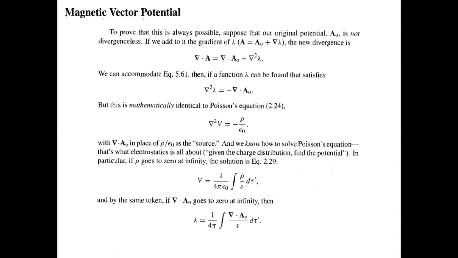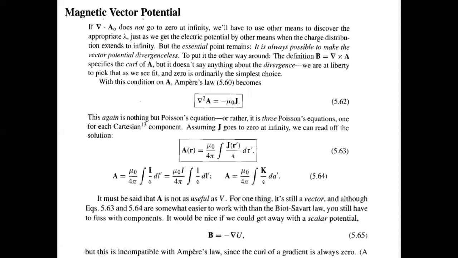Divergence of it. Now this is basically a Poisson's equation. So it comes down to this one, and its solution is already known to us, which is this. Now, if the divergence of A0 doesn't go to 0 at infinity, we will have to use other means to discover the appropriate lambda.